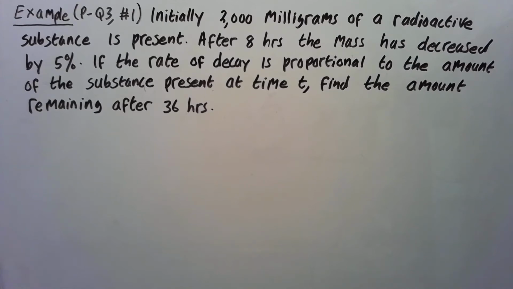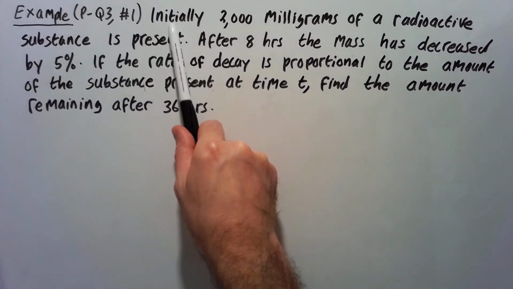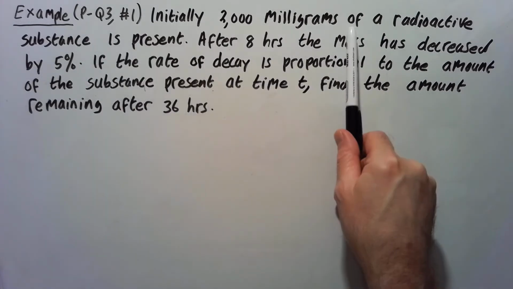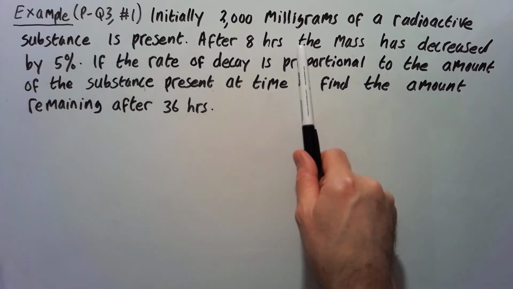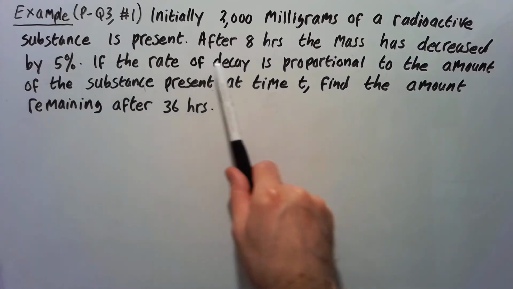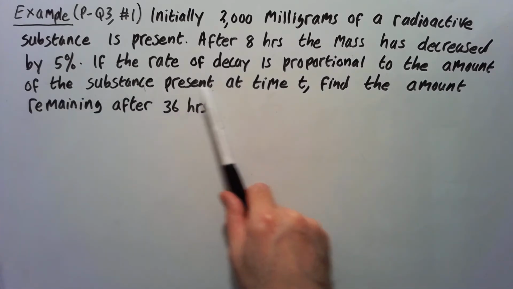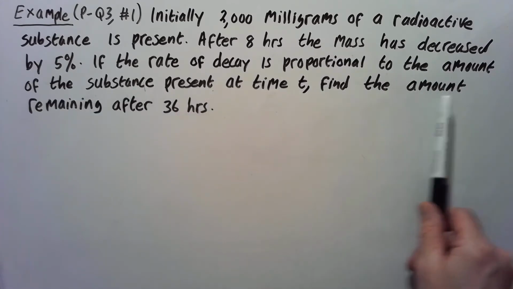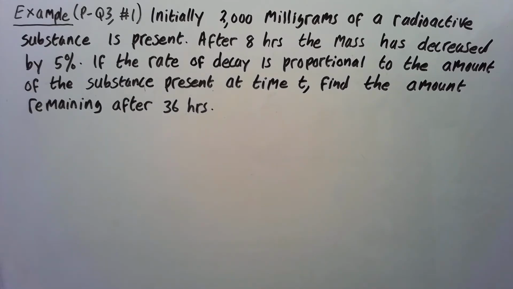Okay, so let's take a look at an example. This is from practice quiz 3, number 1. It says initially 2000 milligrams of a radioactive substance is present. After 8 hours, the mass has decreased by 5%. If the rate of decay is proportional to the amount of the substance present at time t, find the amount remaining after 36 hours.